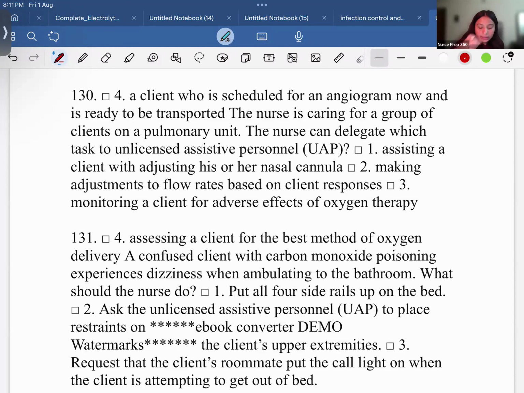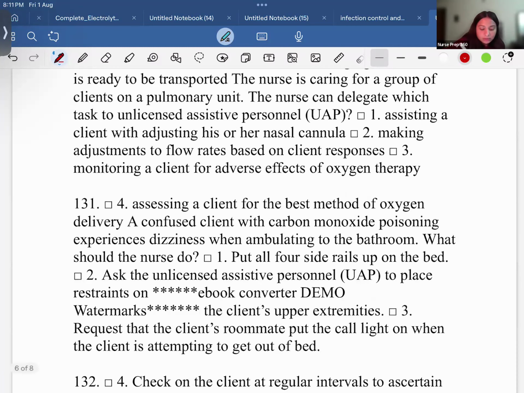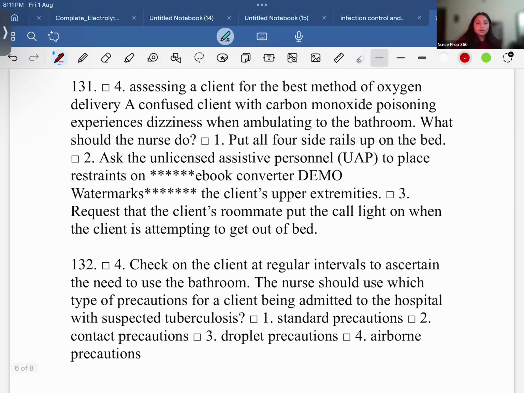Okay. Next, can someone read question number 131? Bhavna, can you read this? Yes, ma'am. A confused client with carbon monoxide poisoning experiencing dizziness when ambulating to the bathroom. What should the nurse do?